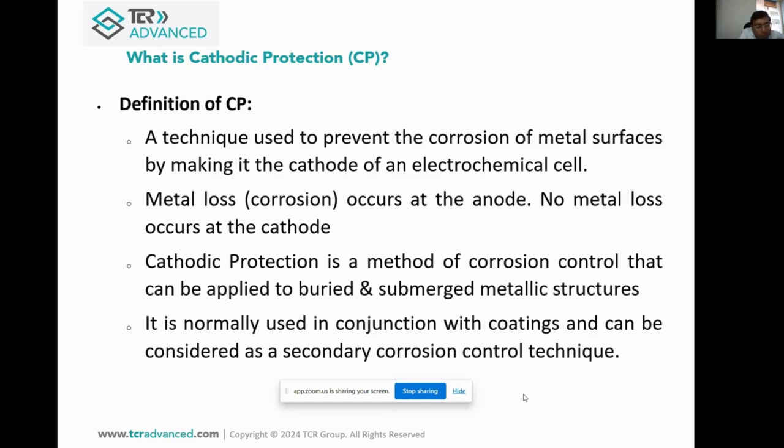So the application is only for buried and submerged metallic structures, not for structures which are open to air or which are not buried. The second important point is that it is normally used in conjunction with coatings and can be considered a secondary corrosion control technique. Coating is essential, as the primary corrosion prevention method, and on top of coating, cathodic protection is applied as secondary prevention, which means when there is a coating defect, cathodic protection will come into the picture and protect your asset.